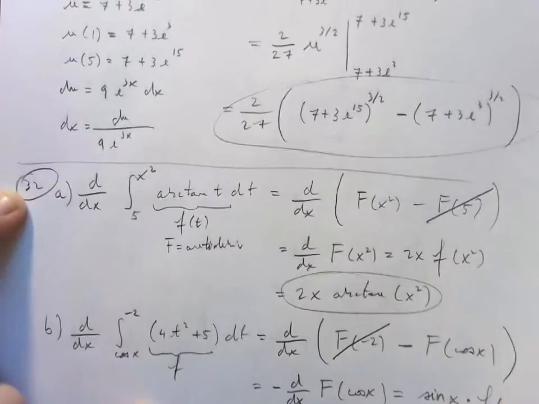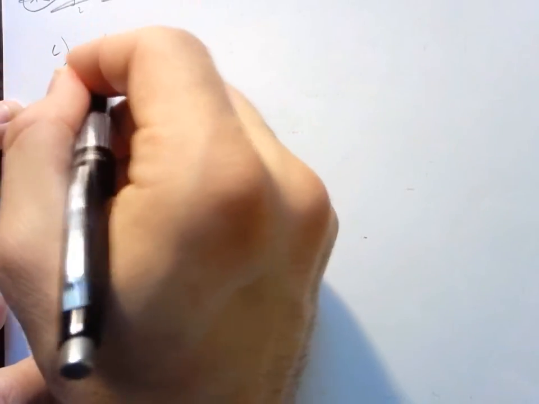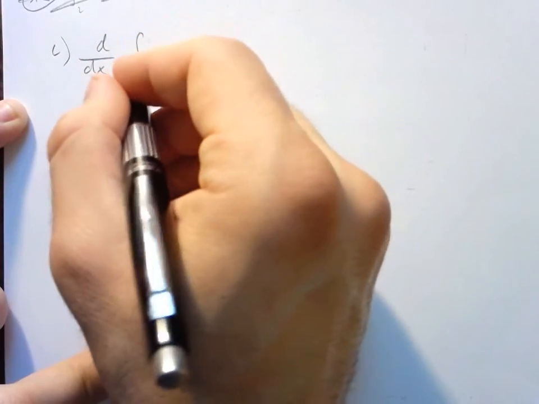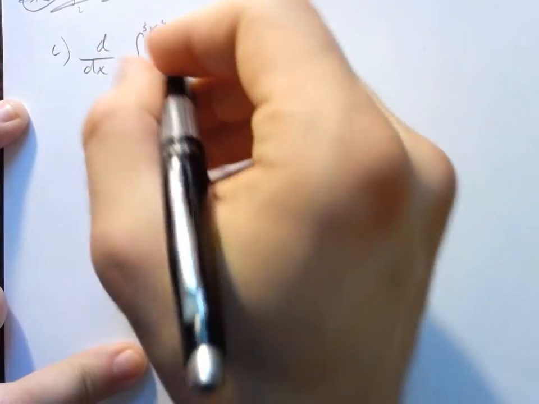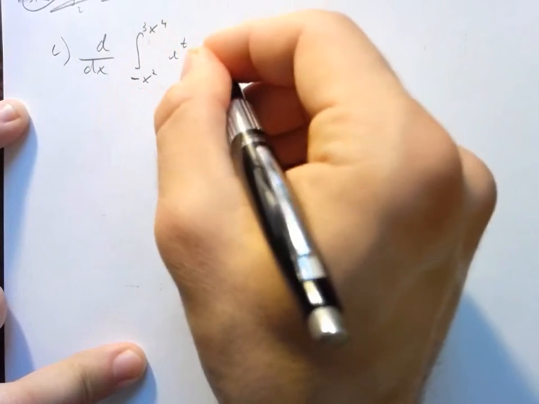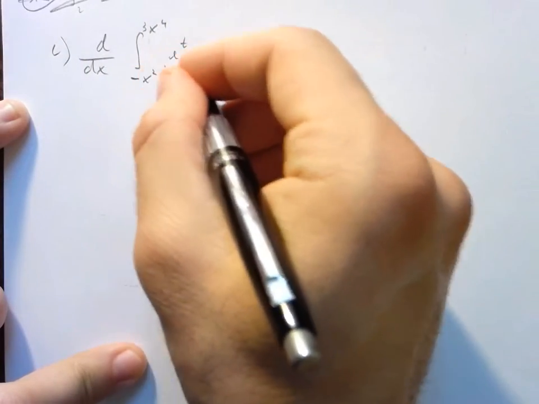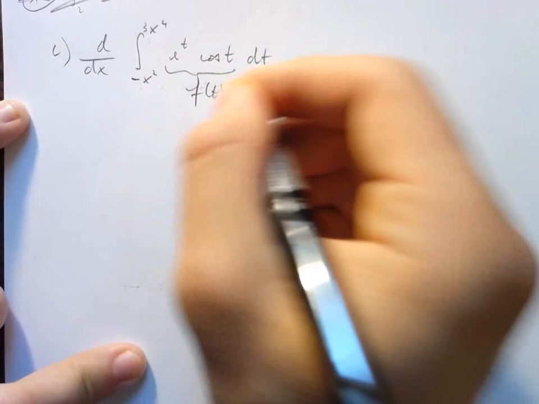And we still have one more, that's part C. So let me move this out of the way and let's do part C. This is the last problem on the integral section. Let me actually use this sheet of paper here. The derivative of now the integral, and both the upper and lower bounds are variables, so I go from minus x squared to 3x to the fourth of e to the t cosine t dt. So this is my f of t.